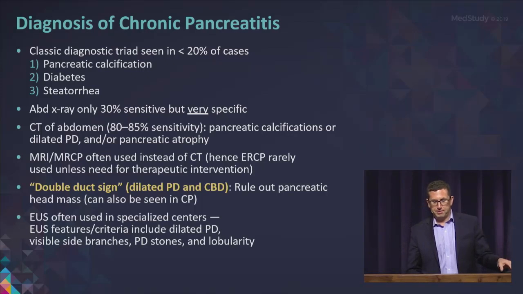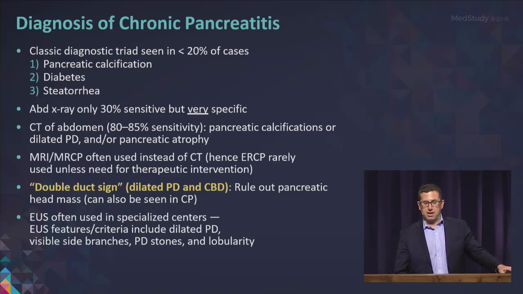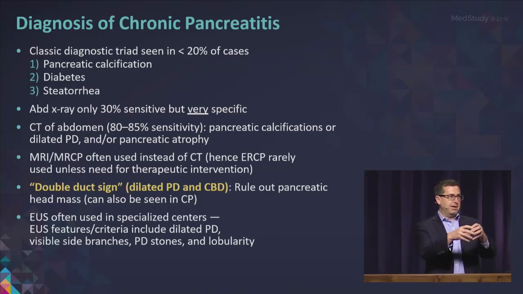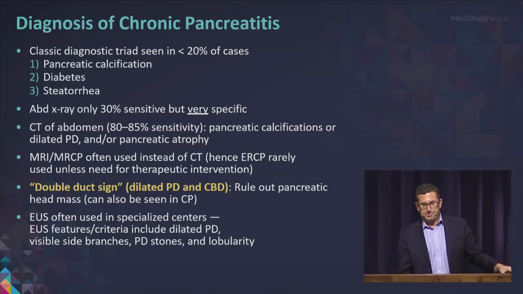see the anatomy. There's something called a double duct sign, which means that the biliary tree and the pancreatic duct are dilated at the same time. If you see this, you want to rule out a pancreatic head mass, okay? And the other cause for this would be chronic pancreatitis. So a pancreatic head mass is going to compress distally, and it's going to cause the PD to dilate and the CBD to dilate at the same time. And chronic pancreatitis can do the same thing.